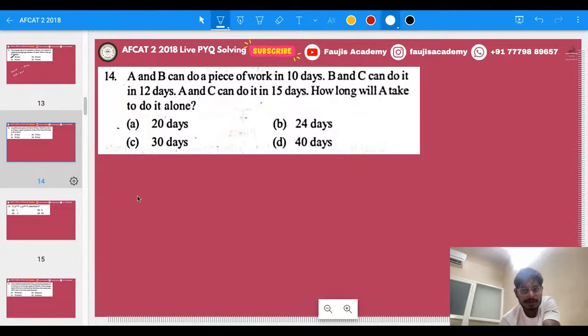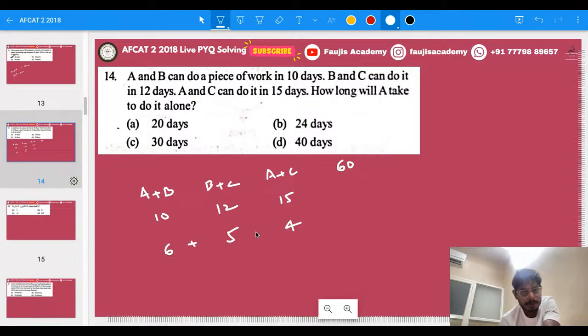A and B together can do a piece of work in 10 days. B and C together can do a work in 12 days. A plus C can do the work in 16 days. Can we assume that the total work is 16? Right? So A plus B together they are doing 6 work. It is doing 5 work. A plus B is doing only 4 work.